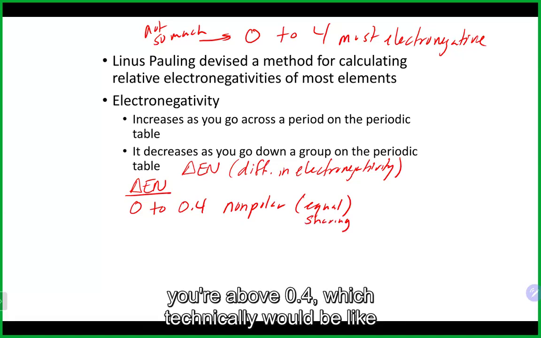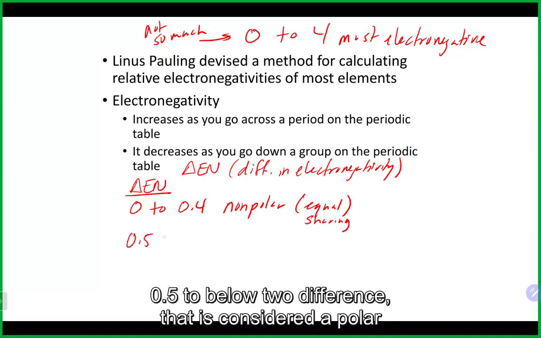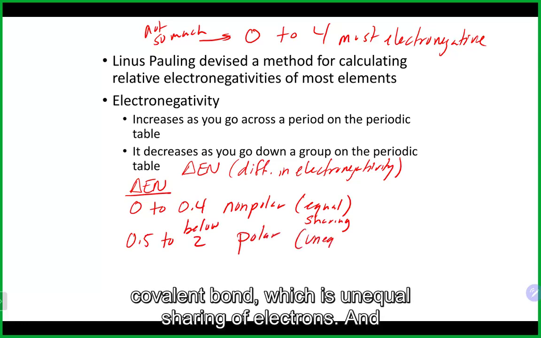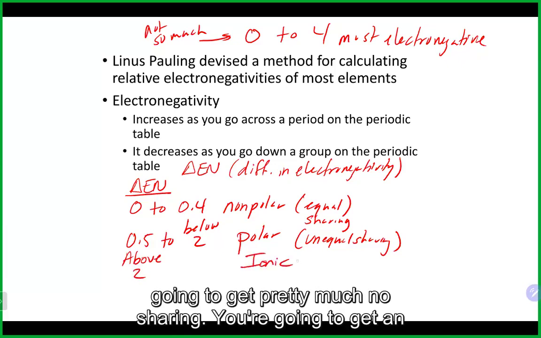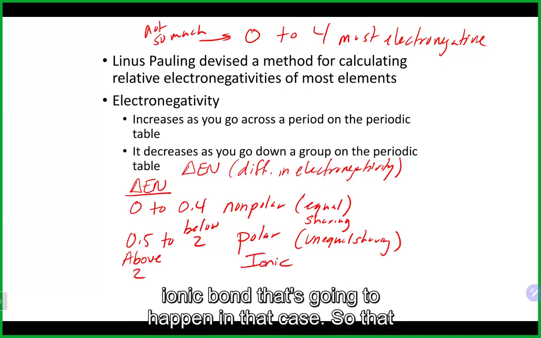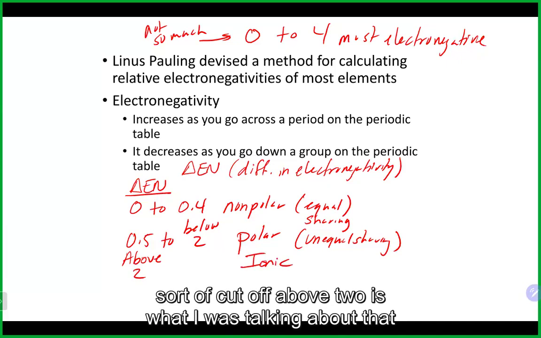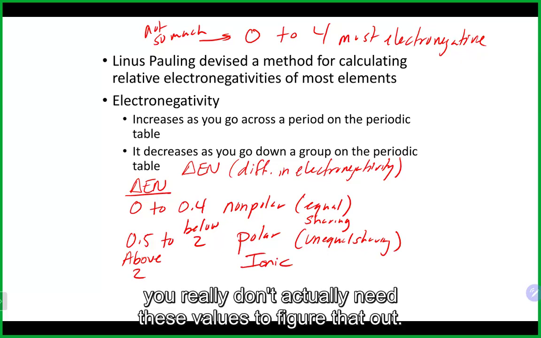If you're above 0.4, which technically would be like 0.5, to below 2 difference, that is considered a polar covalent bond, which is unequal sharing of electrons. And typically speaking, if you get a difference above 2, you're going to get pretty much no sharing. You're going to get an ionic bond in that case. So that cutoff of above 2 is what I was talking about, that you really don't actually need these values to figure that out.